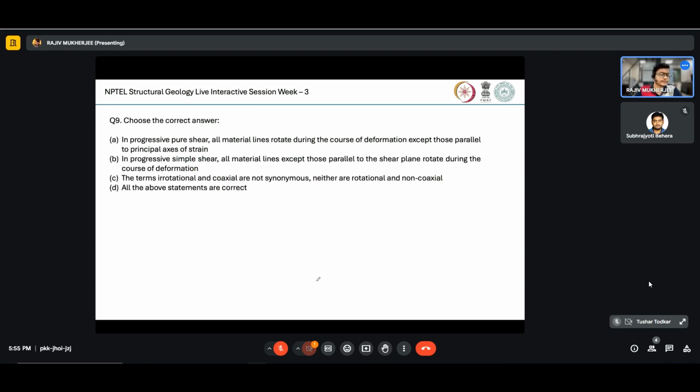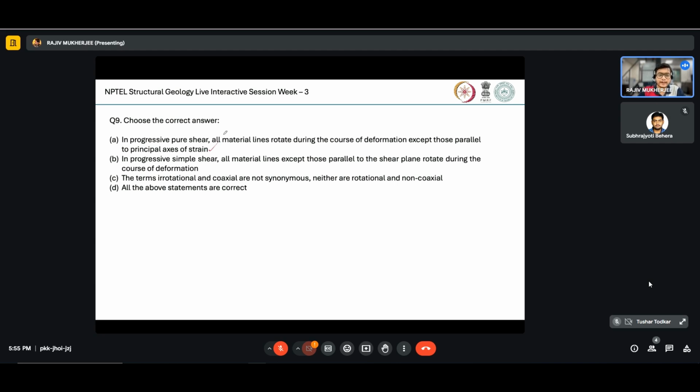Question 9 says to choose the correct answer, and there are 4 options given. First, in a progressive pure shear, all material lines rotate during the course of deformation except those parallel to the principal axis of strain. So this is a correct statement, right?